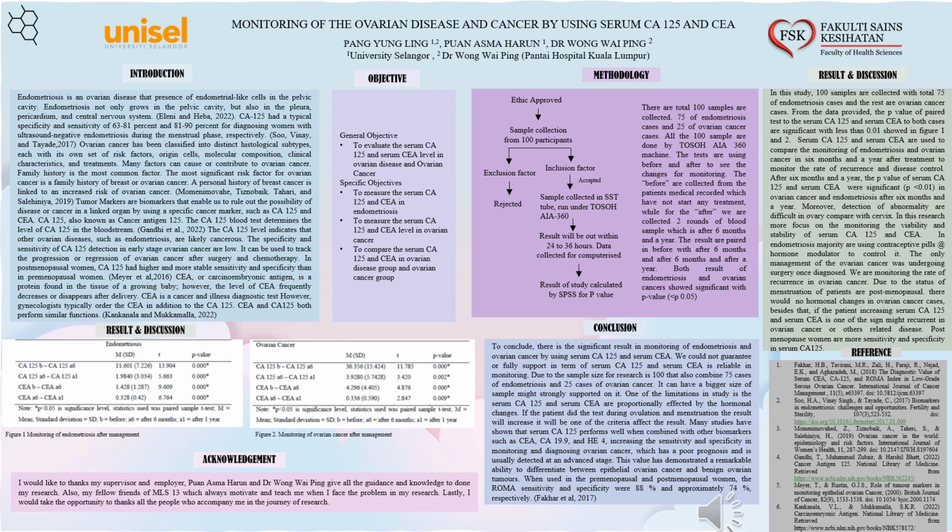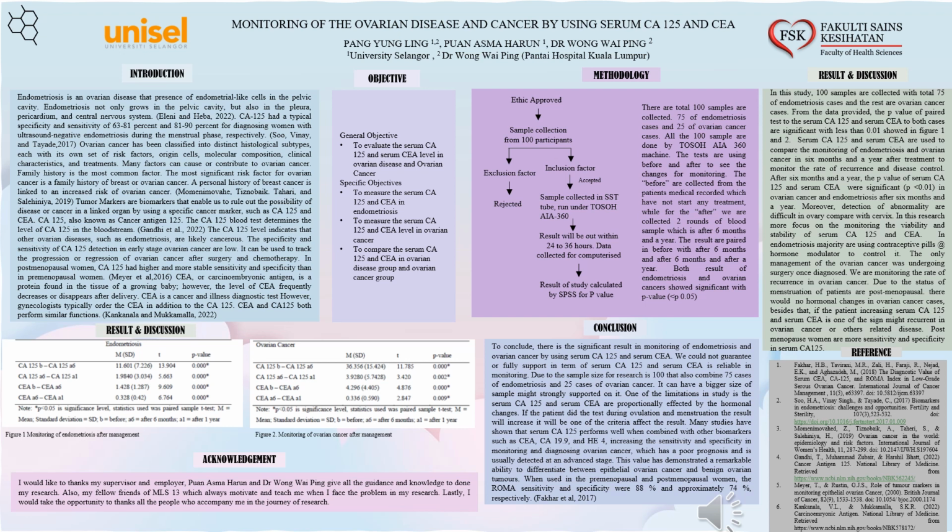We are going to the methodology. The 100 samples are collected in the serum separator tube and run on the Tosoh AIA 360. The result will be out in 24 to 36 hours. The data will be tabulated in the computer, and then the result will be calculated by SPSS. So in the 100 samples, there are 75 endometriosis cases and 25 ovarian cancer cases. All the 100 samples are done by the Tosoh AIA 360 machine.